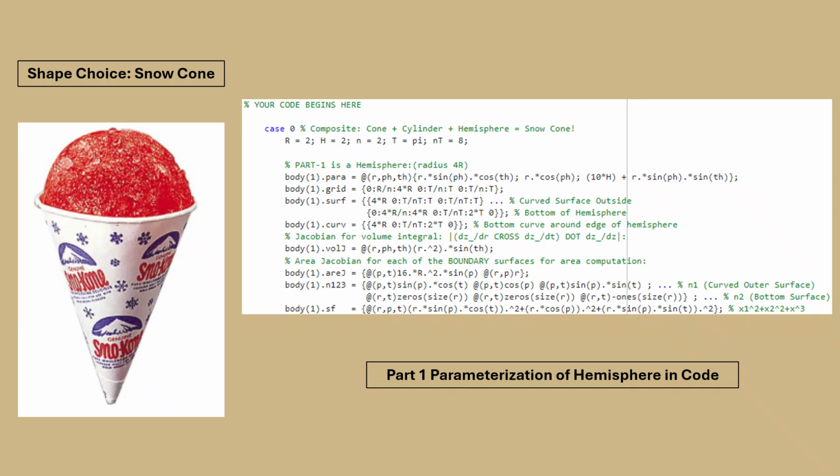As you can see, the area Jacobian is listed right here, followed by my unit normal vectors defined for each surface: the curved outer surface of my hemisphere, and then the bottom surface of my hemisphere. Following that is the scalar field, which is defined as x1 squared plus x2 squared plus x3 squared.